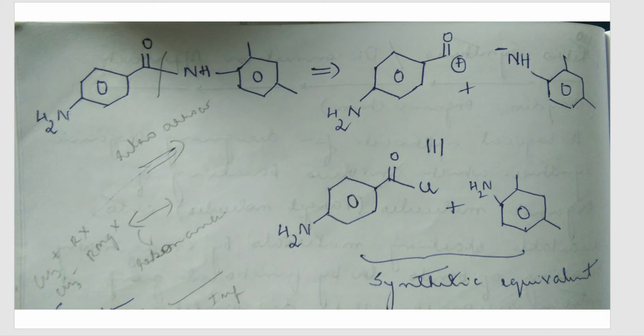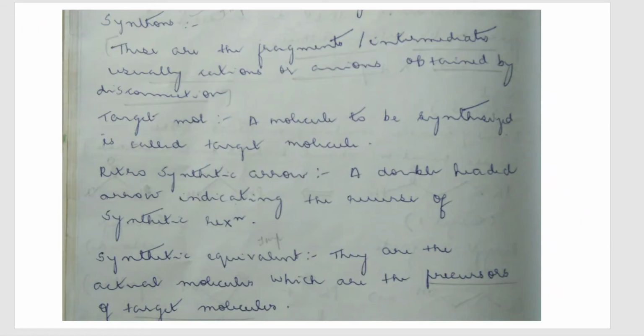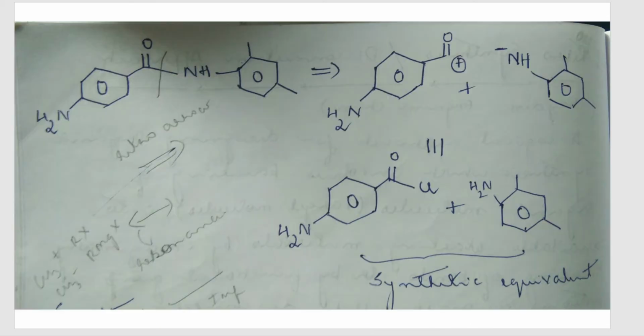Okay. And what is the next thing? What did you study about the synthons? These are fragments or intermediates. They are usually cations or anions obtained by disconnection. Now students, see here, you will be given a target molecule. Your first step is to disconnect it and write.